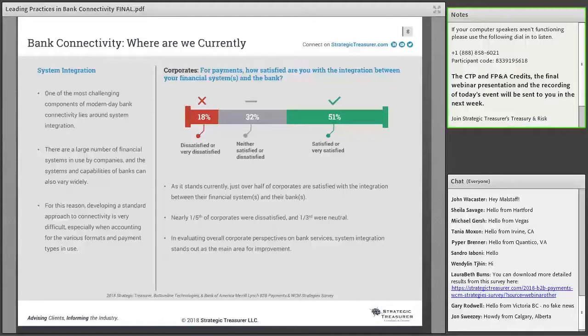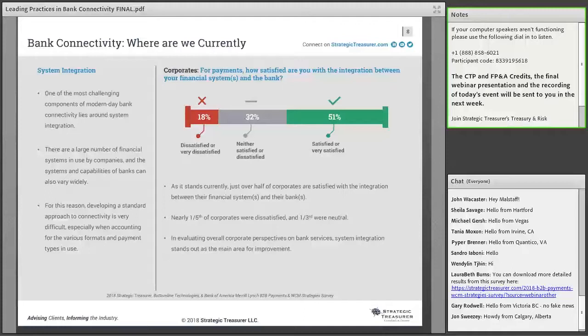Yeah, connectivity and information reporting, payments are massive drivers of income and profitability at banks. This is a very, very significant area. So it is not a small issue. It's a major issue that only half are satisfied or very satisfied with this.